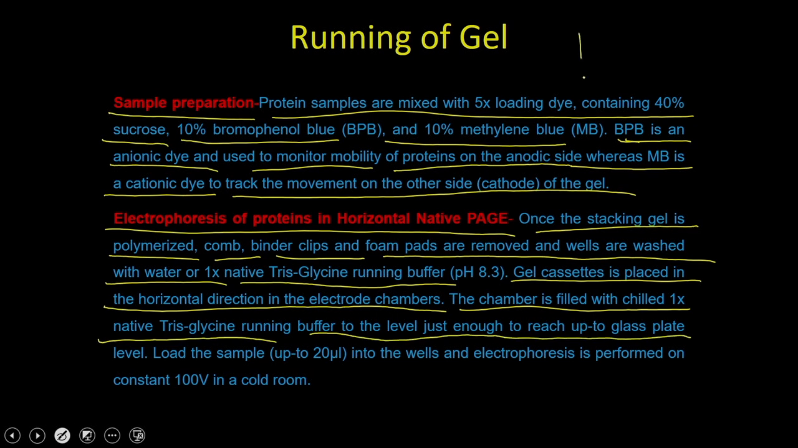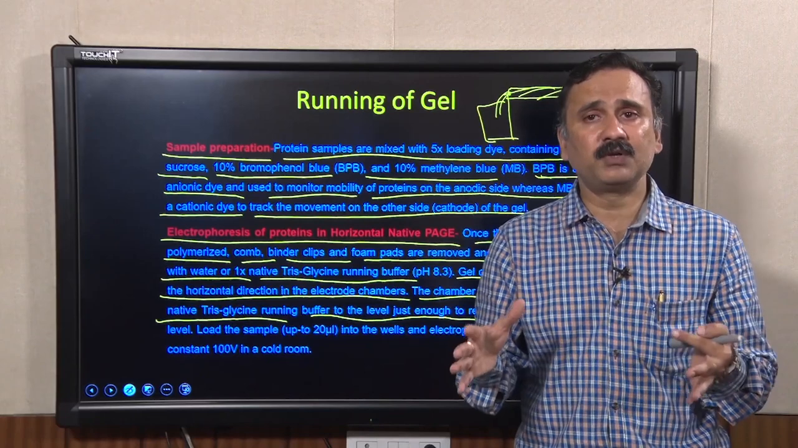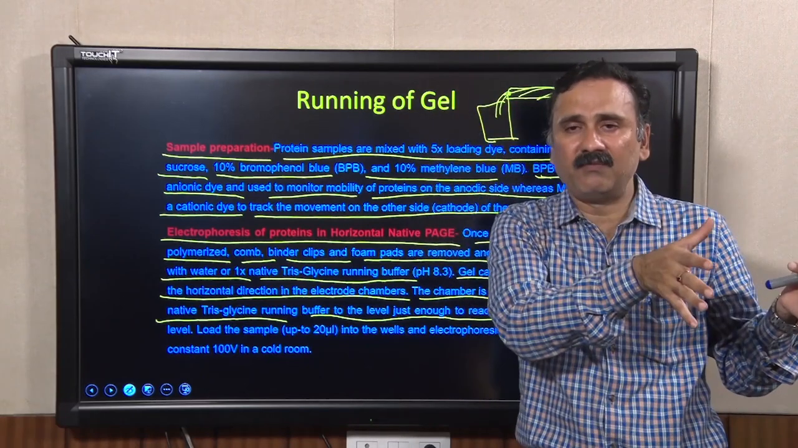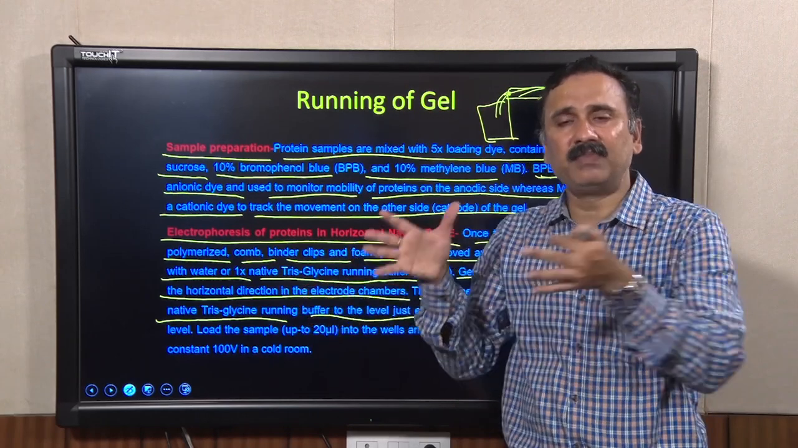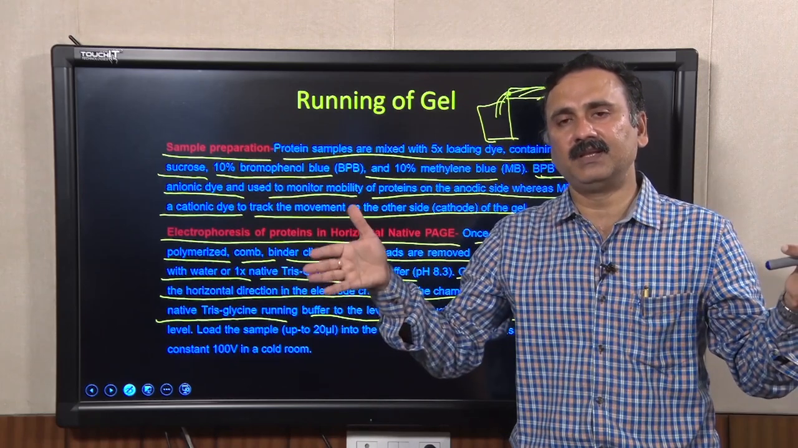Which means if you have kept the glass plate like this, on this side you have a chamber, and on this side you have a chamber. You connect these with something so that it actually takes up the buffer, but it is not a continuous mode of running. It is going to be a discontinuous mode, so that the current goes through the gel from one buffer chamber to the next buffer chamber.